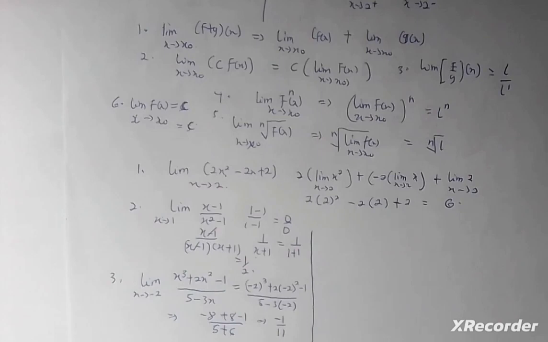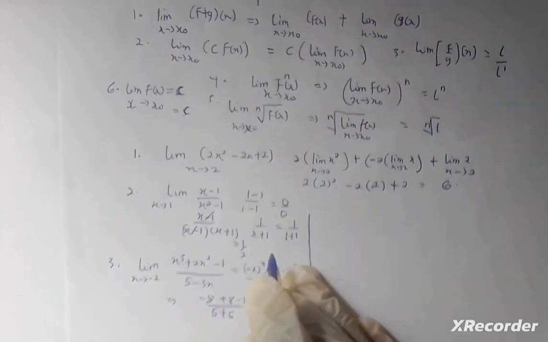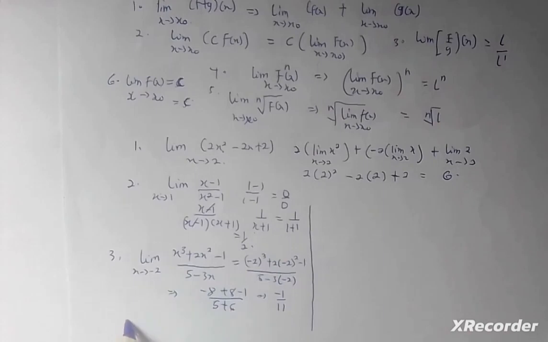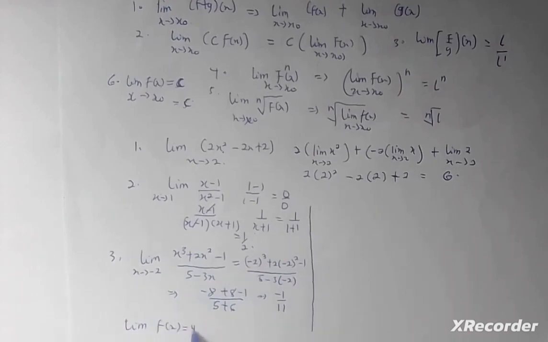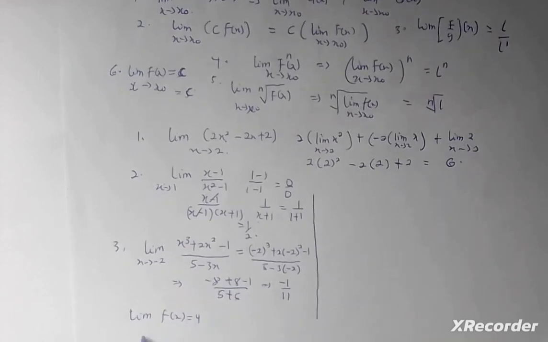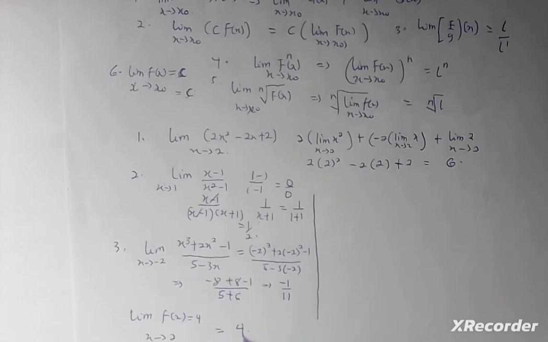Then I move to my fourth example. My fourth example is the limit as f of x equals 4 approaches 2. So for this one, as I said from the properties, the limit as any constant function approaches any number is the same as the constant value. So our solution is simply 4.